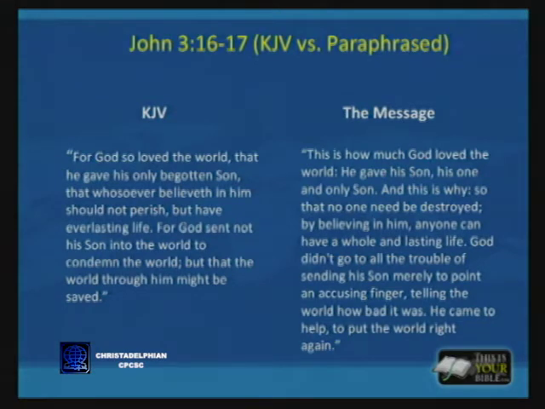He gave his Son, his one and only Son. And this is why. So that no one need be destroyed. By believing in him, anyone can have a whole and lasting life. God didn't go to all the trouble of sending his Son merely to point an accusing finger, telling the world how bad it was. He came to help, to put the world right again."